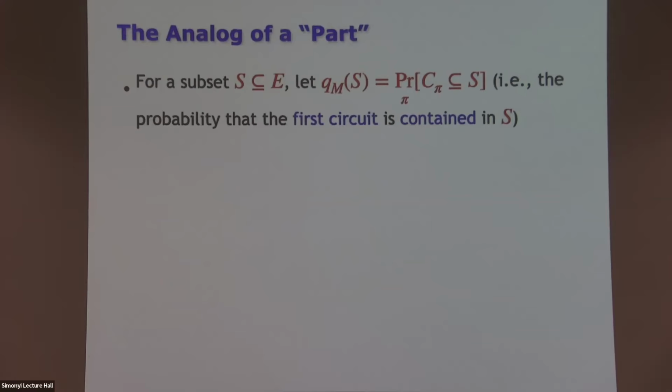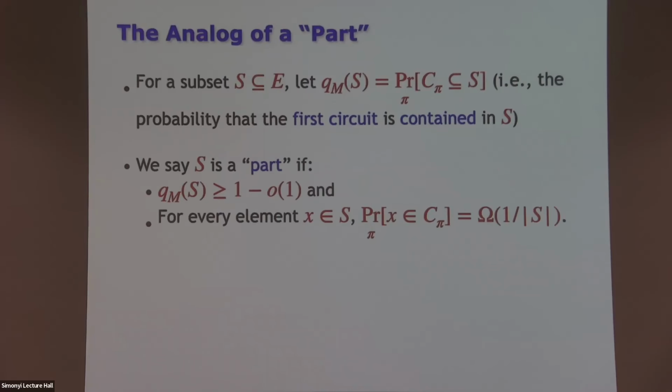To make this a little bit more formal, we're trying to formalize this circuit containment property, and so we're going to try to define a part. In order to do this, we define a new quantity. Let's imagine that we have a matroid with ground set E and independent sets I. For a subset S of elements, we let Q sub M of S be the probability, over a random permutation pi, that the first dependence that appears under pi is contained in S. I call this the circuit containment probability. It's the probability that the first circuit is contained in S.